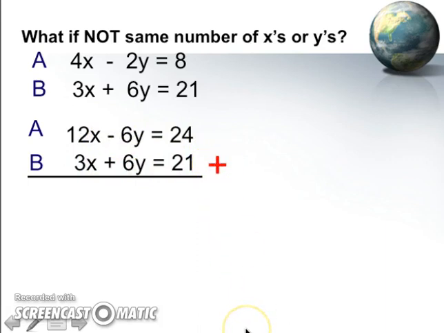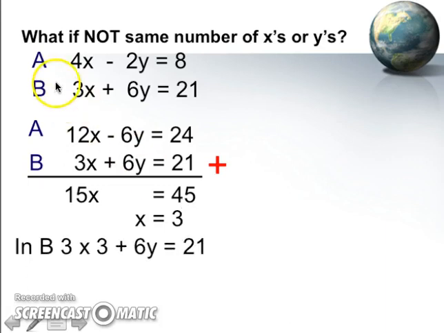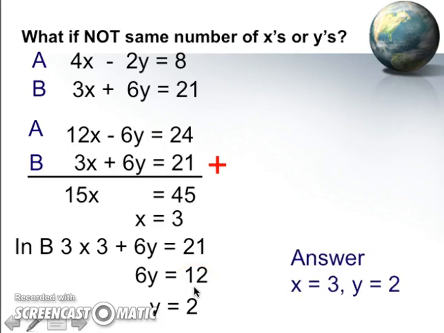That will give us 15x, the y's cancel, and 24 plus 21 is 45. If we divide through by 15, we get x equals 3. We substitute that back in B. 3 times 3 plus 6y equals 21. Therefore 6y equals 12, y equals 2. And our answer is x equals 3, y equals 2.